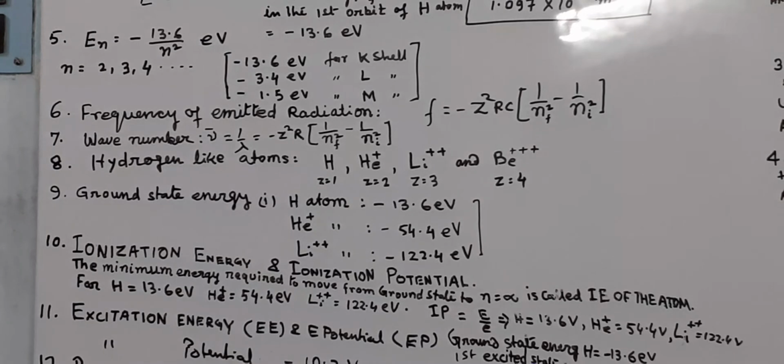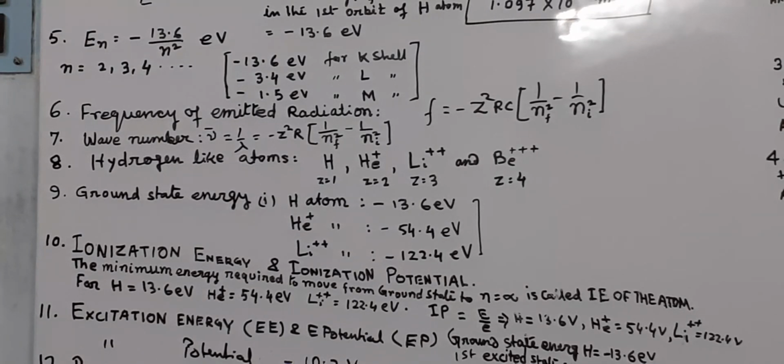Now, come to number 5. Only for hydrogen we can write E suffix n equal to minus 13.6 divided by n square electron volt. If n is 1, that will give you ground state energy, then n equal to 2, it will give minus 3.4 electron volt, that will be for L shell, and when n equal to 3, it will give us minus 1.5 electron volt for M shell. Now, all these data are important, we can keep in mind, or we can derive it. It is better to keep in mind.